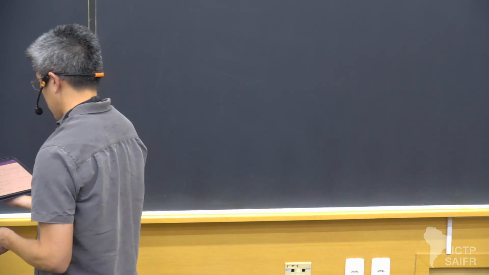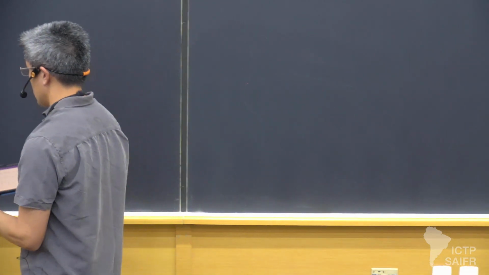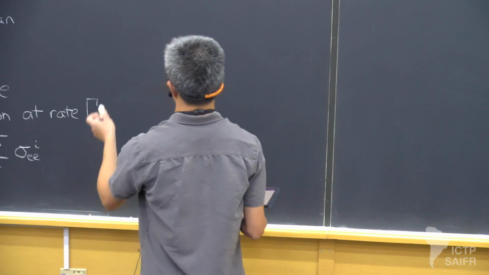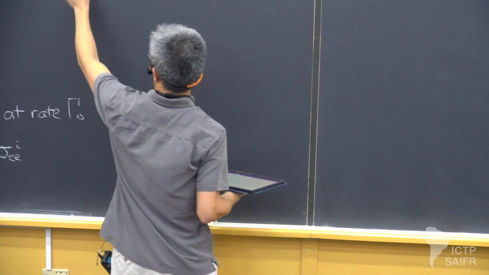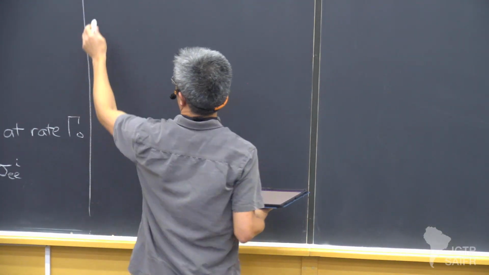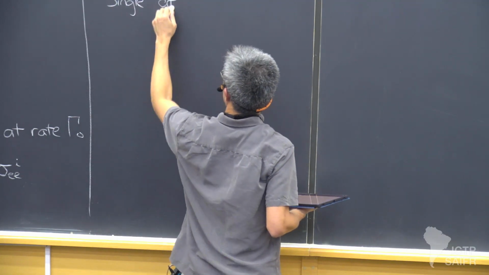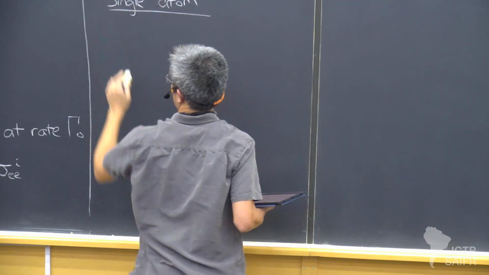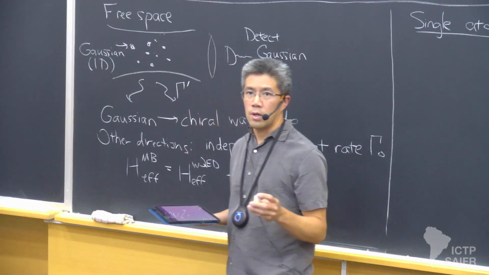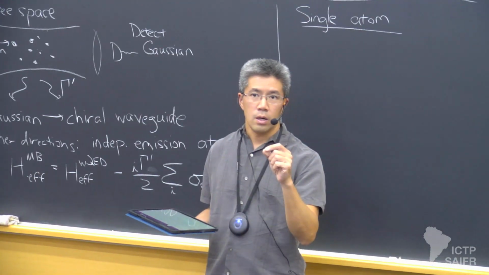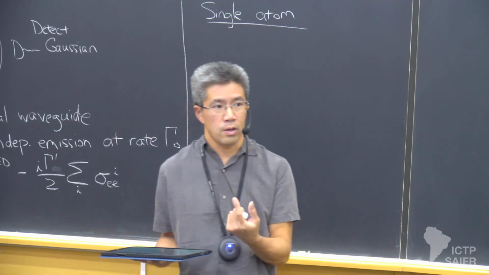Okay, so at this point, maybe the first thing we can do is solve for just a single atom. That's the simplest problem. So we did that already for the pure chiral waveguide model. We saw that if I only have a single atom, all the light has to transmit, and then on resonance, the light picks up an extra pi phase shift.